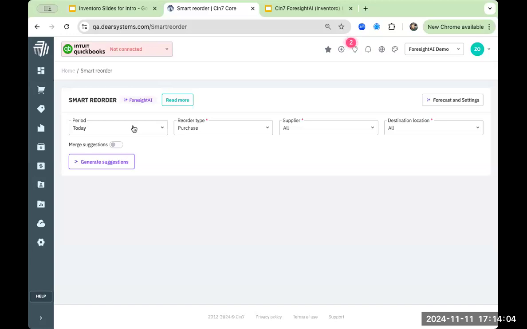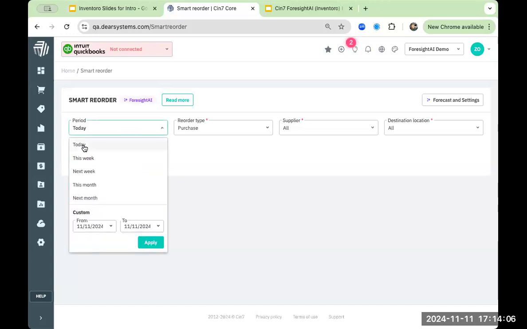So period is going to be when you want to order, and you can see that you can order today, this week, next week, this month, or the next few months. What this is going to do is generate the replenishment recommendations of when you should be ordering for that period. So today, it's only going to tell you what SKUs you should be ordering today from your suppliers. This week, it's going to give you all the replenishment recommendations for the next 7 days.